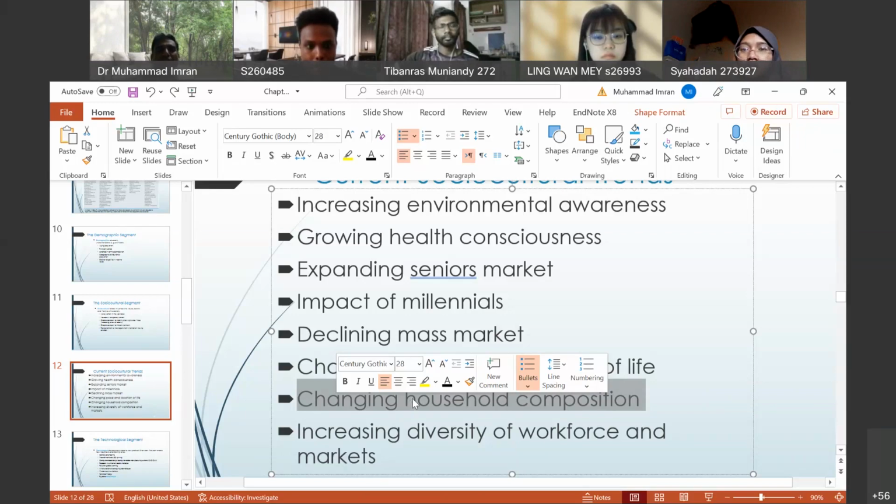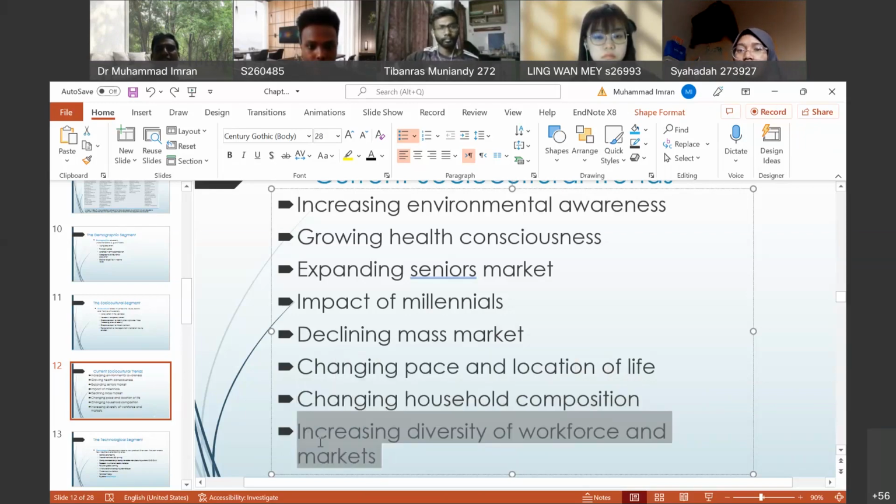Some of the factors: diversity. Increasing diversity of the workplace. In Malaysia, there is a lot of diversity. Malaysian, Indonesian, and many other people are working here.